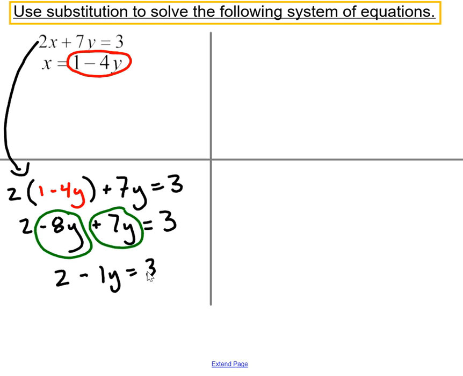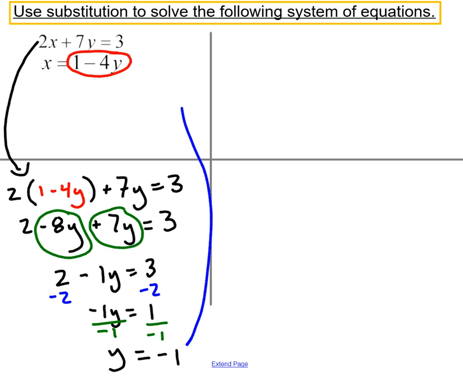Now I have to try and get y by itself, so to do that, I'm going to subtract 2 on both sides. So I get negative 1y equals 1. Then I am going to divide both sides by negative 1, and I'm left with y equals negative 1. I am going to use that in my next box here.